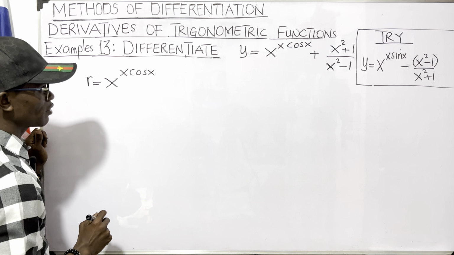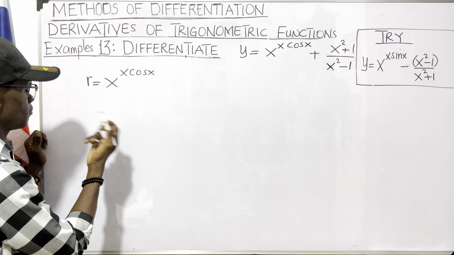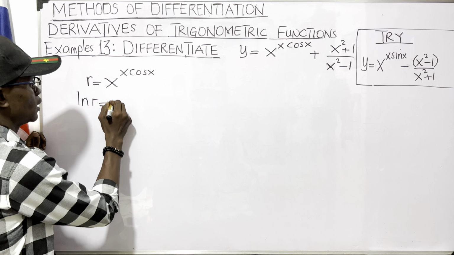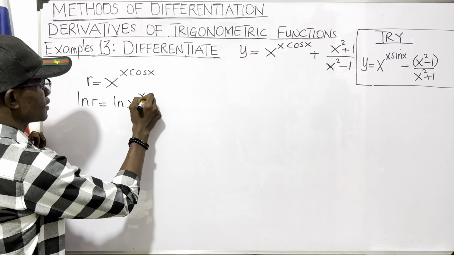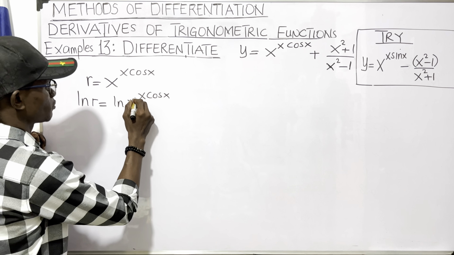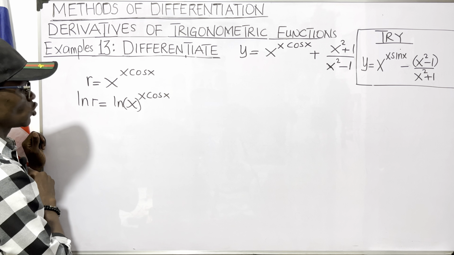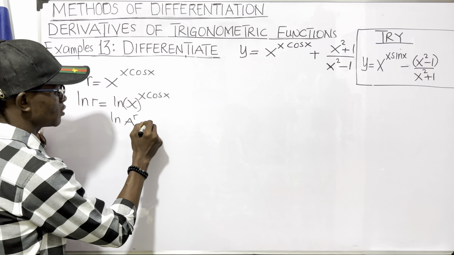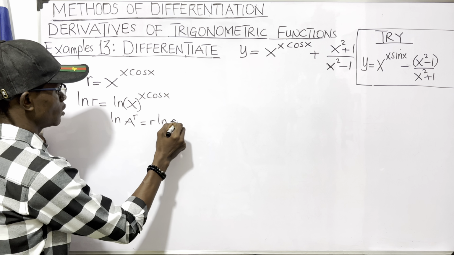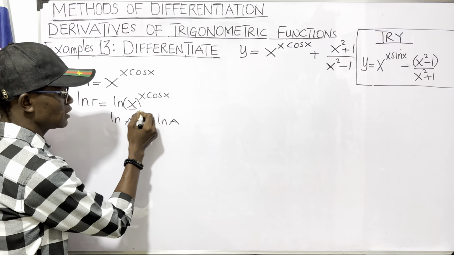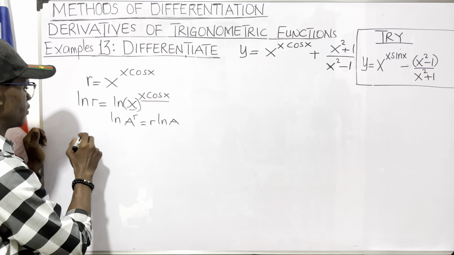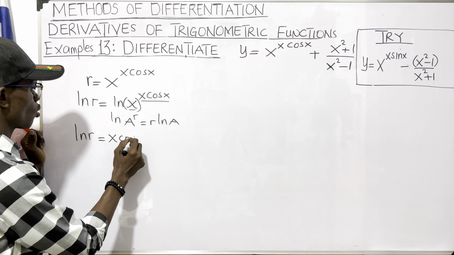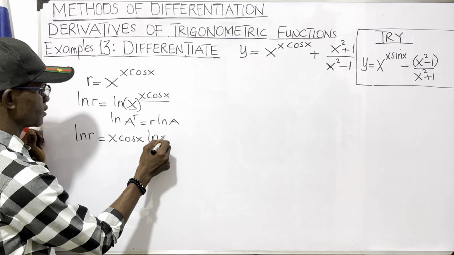If that is r, then I differentiate r. But first, take the ln on both sides. Ln of r is equal to the ln of x raised to the power x cos x. What happens? The ln of a raised to the power r is equal to r times the ln of a. So we can bring this power down, and we have ln of r equals x cos x, the ln of x.